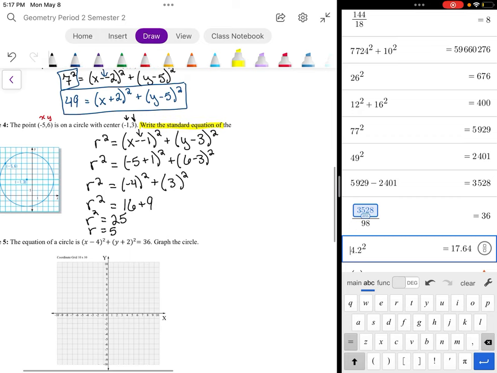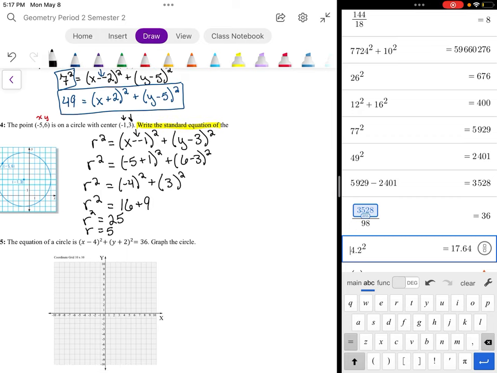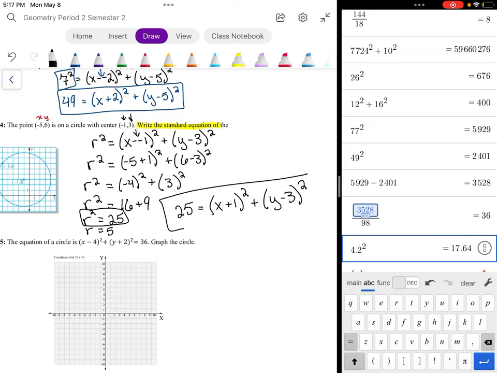Then we're going to write the equation of the circle once we know that information. Because we know the radius squared is 25, we're going to have 25 equals x plus 1 in parentheses squared plus y minus 3 in parentheses squared. And that would be our final answer.